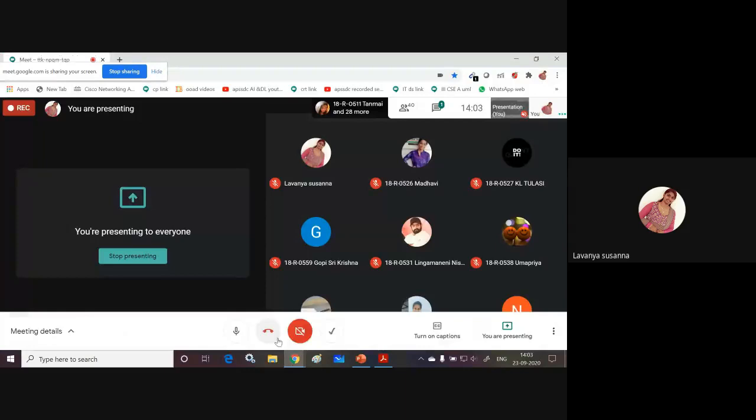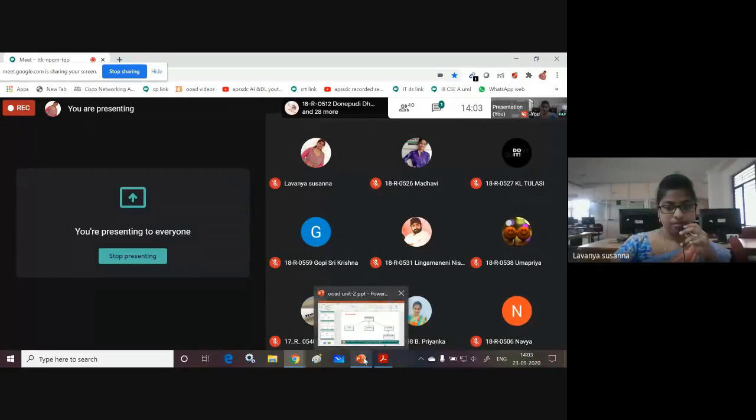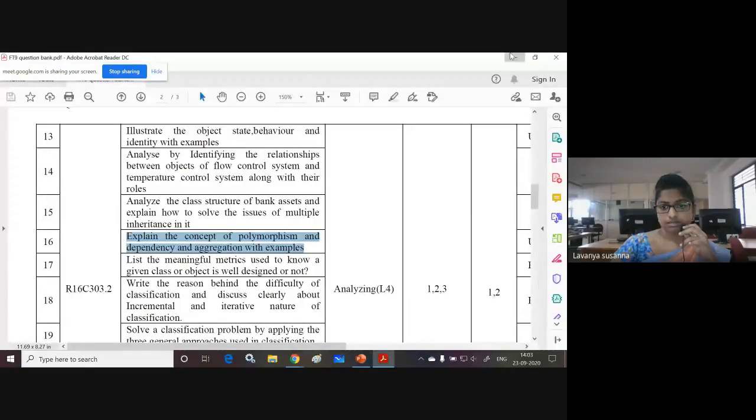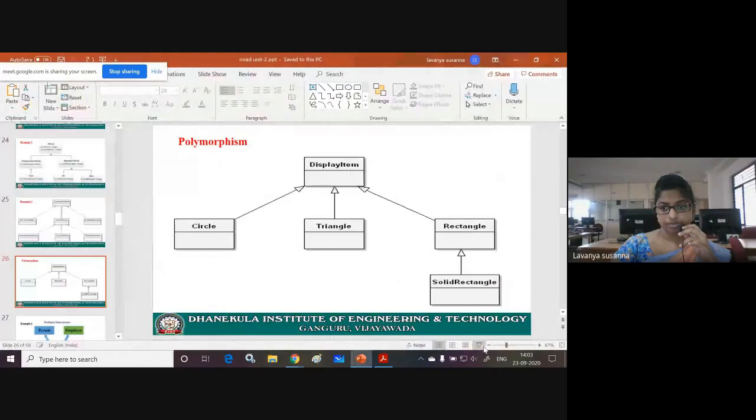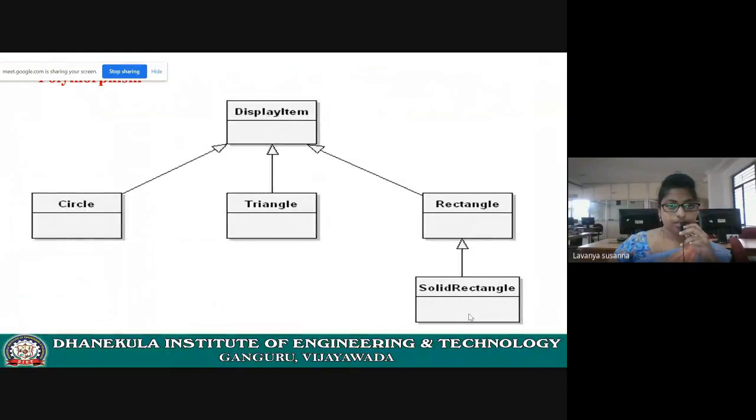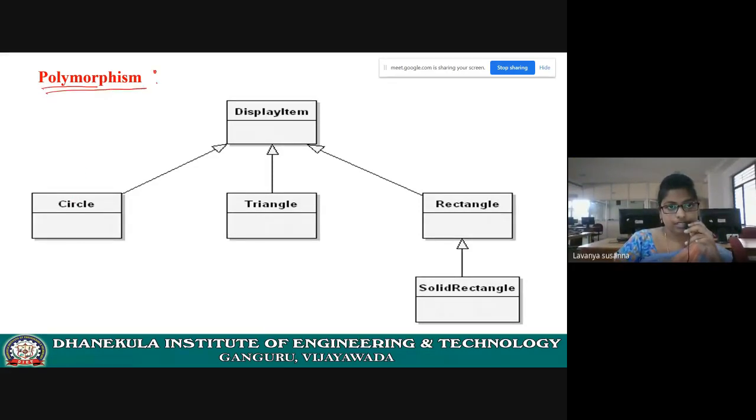Let us see it. Okay. See here. First, you need to write polymorphism. First, you need to write what is meant by polymorphism. Definition, you need to write. What is polymorphism? Write down the definition.